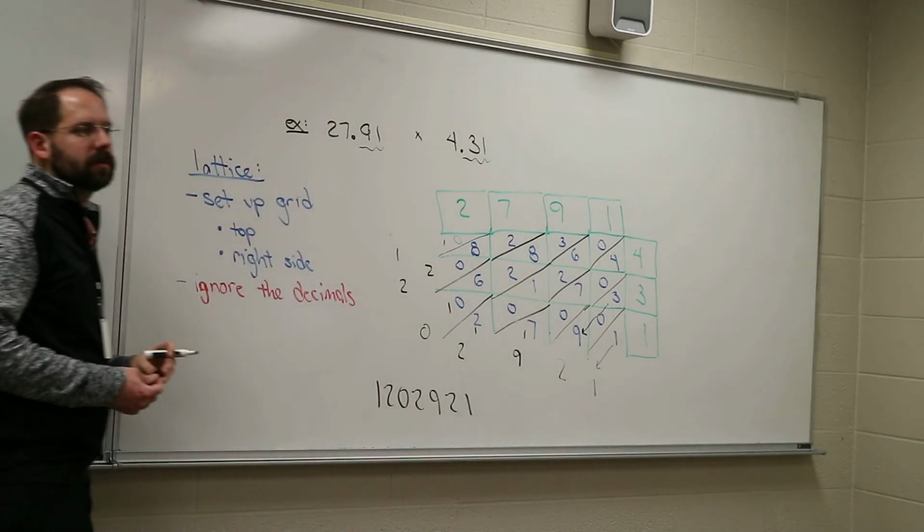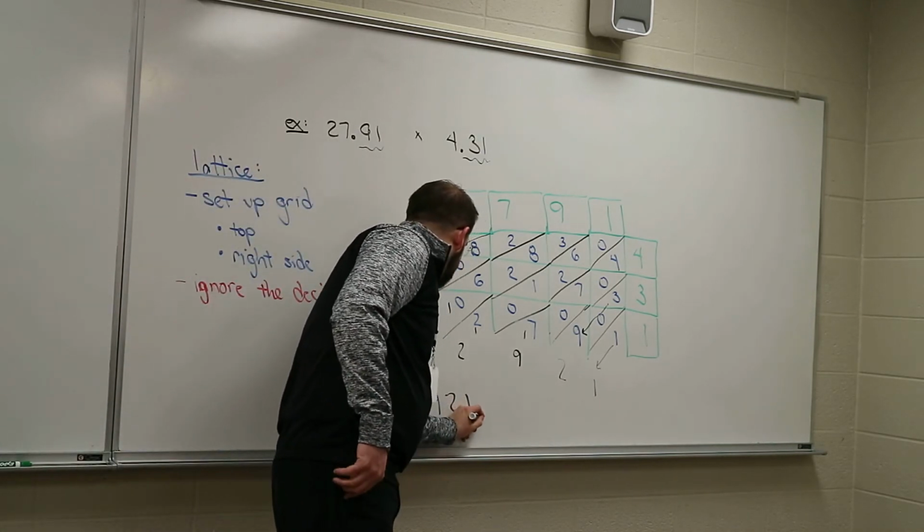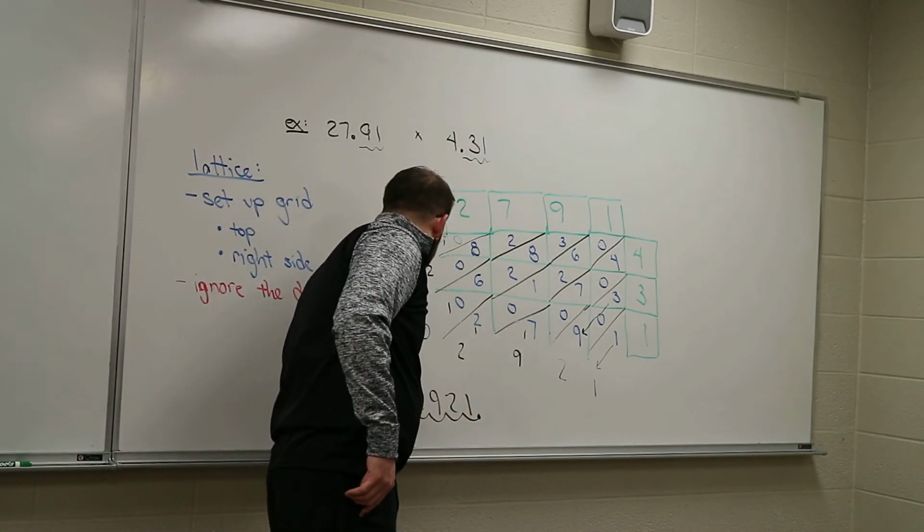Four decimal places. Okay, four spots. 1, 2, 3, 4.